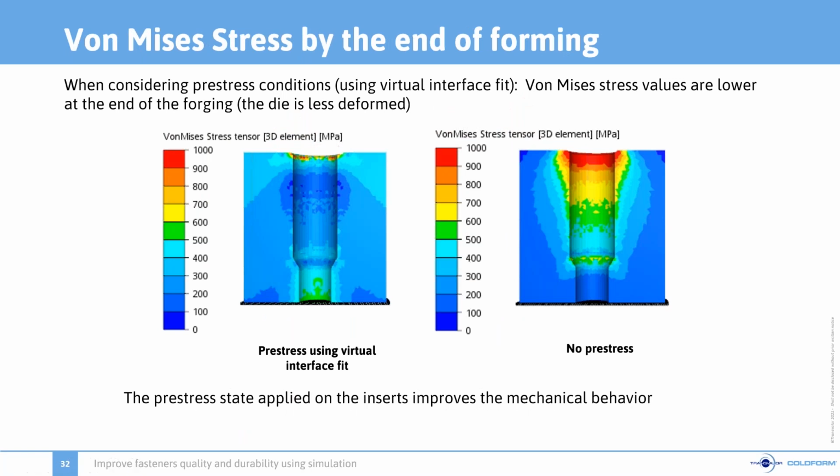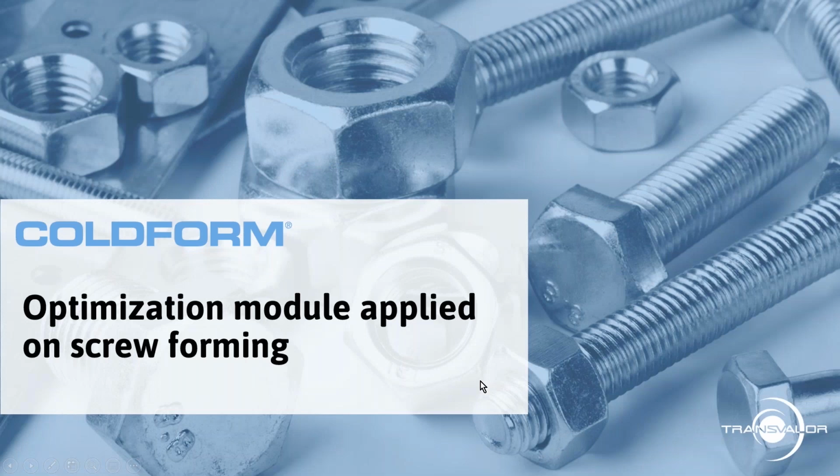In this slide, we make a comparison of the von Mises results between two cases, with the pre-stress and without pre-stress. When computing the pre-stress using virtual interference fit, von Mises values are lower. This die is less deformed than this one. And the mechanical behavior of the die is improved. Now we will see together how to use COLDFORM to make die stress analysis.